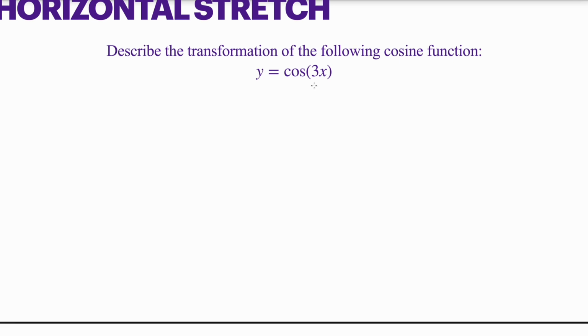So another horizontal stretch, this again represents b, and a horizontal stretch is 2 pi over b, so it's going to be 2 pi over 3 is going to be the period. So you would say that this function has a period of 2 pi over 3.